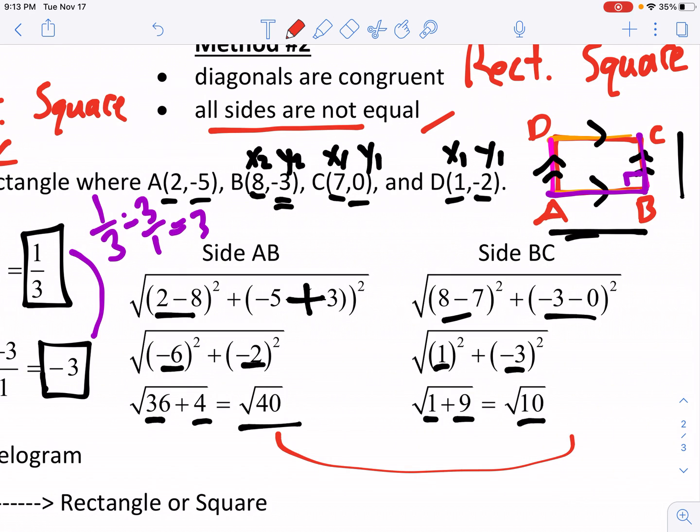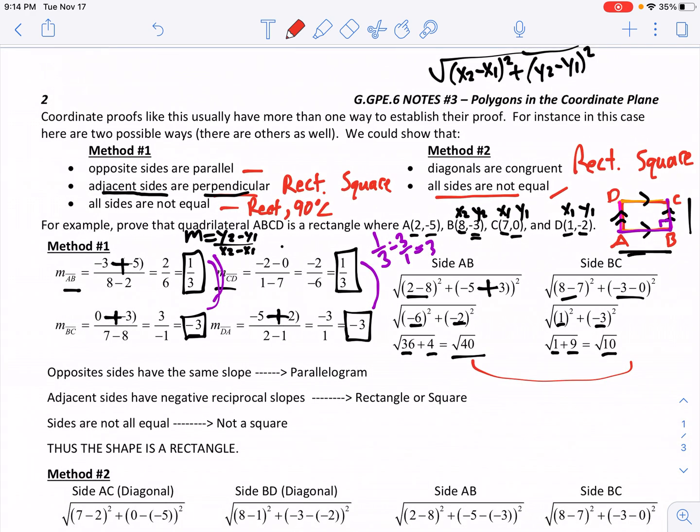That means that the side lengths between AB and BC are different. If they're different, it can't be a square. In other words, we have a rectangle. So at this point, we now know that we have a rectangle. And that's what they say here, that opposite sides should have the same slope, so it's a parallelogram. Adjacent sides have negative reciprocals, or opposite reciprocals, you would say, so we know it had to be a rectangle or square. But after we showed that the sides are different, we now know it's not a square. This shape has to be a rectangle, okay?